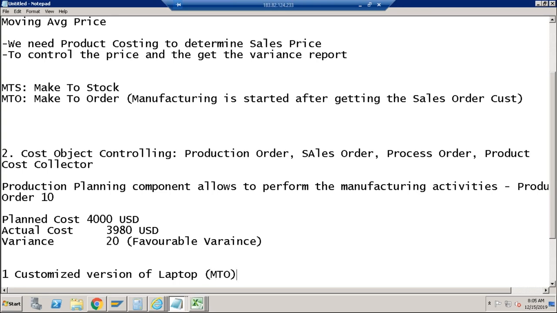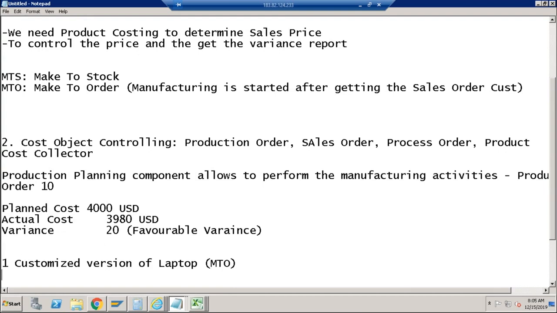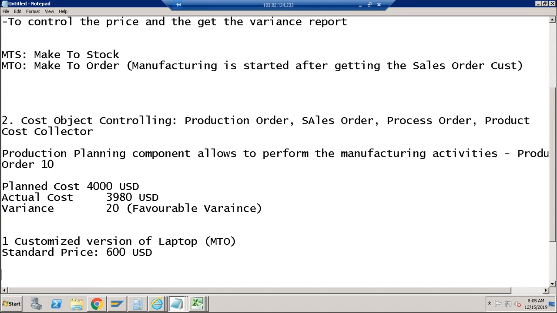So what will happen in MTO? First of all, I need to provide the standard price of the product. Because this is customized, it will take a higher price. So let's say it is 600 USD. So 600 USD is the price of this laptop. Now I will start the manufacturing only when the sales order has been received from the customer.